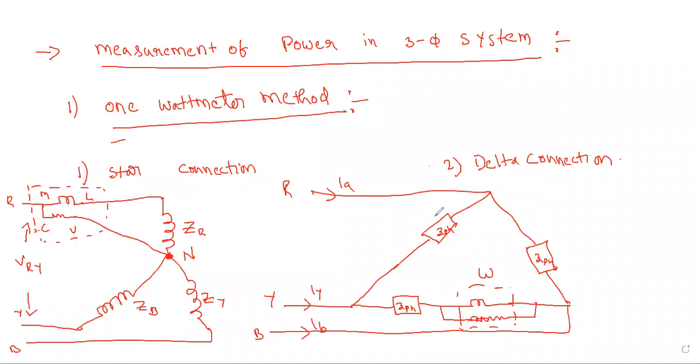Now, how many wattmeters are connected in star or delta? Only one wattmeter is connected in the diagram. So to measure the total power in three phase, the total power equals 3 into the wattmeter reading. So this is about the one-wattmeter method.